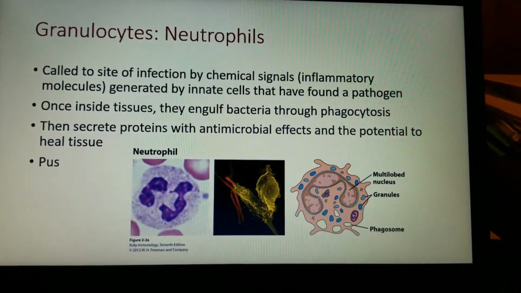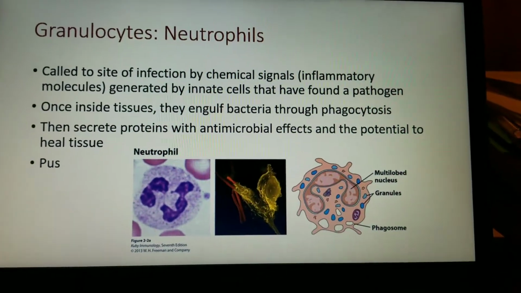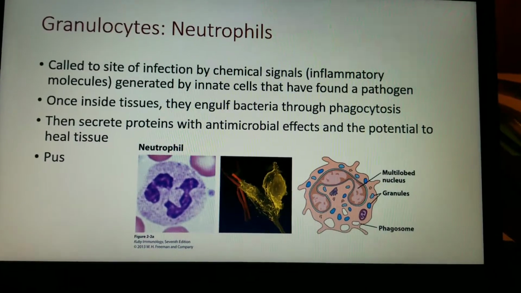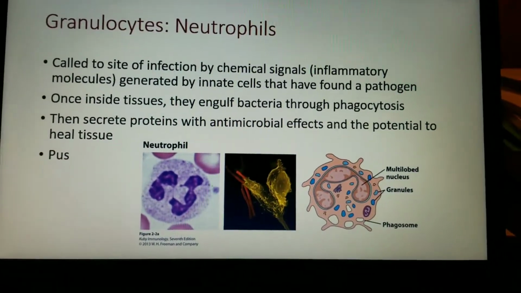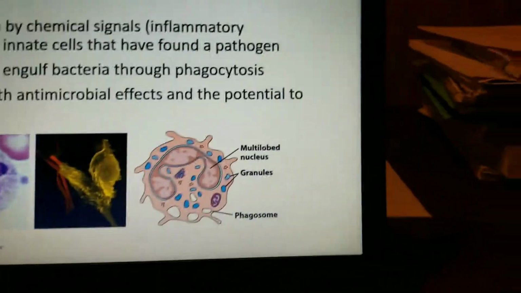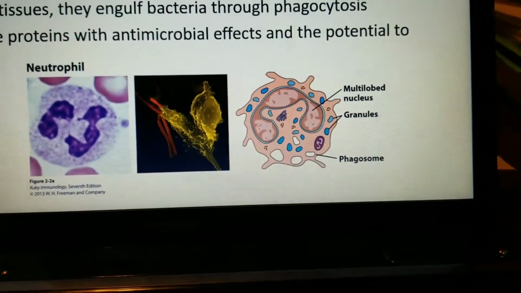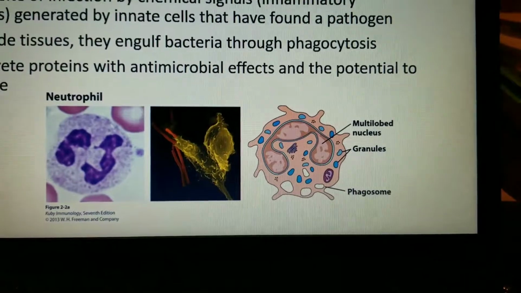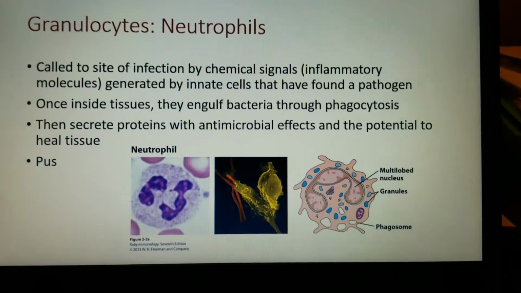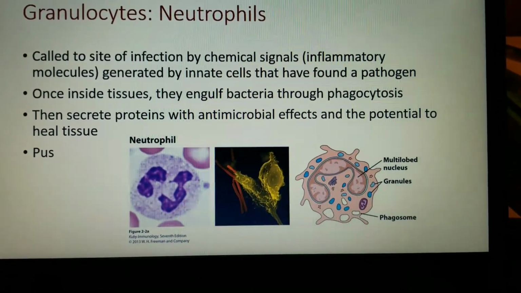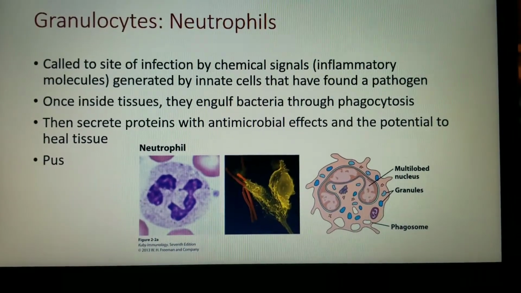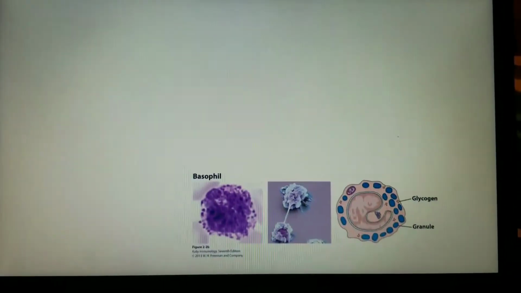They're the main contributor to pus, which is where they end their life, which is one of the reasons you find pus around infected parts of your body. This diagram shows their multi-lobed nucleus and the granules, and they also have phagosomes, which is part of how they engulf the bacteria through phagocytosis.